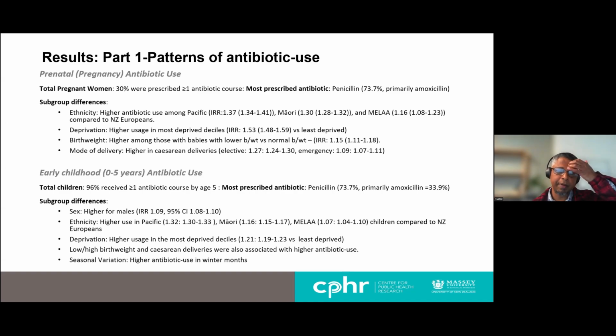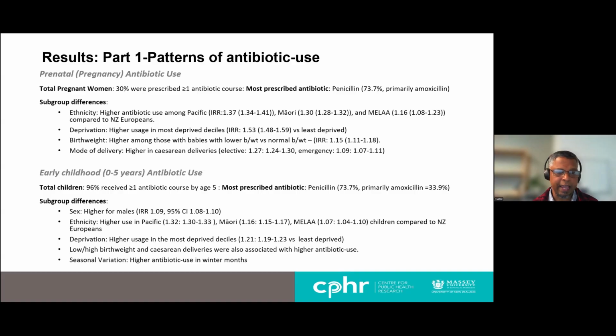Now, the antibiotic use during the first 5 years of life. In the first 5 years of life, we had 96% of the children prescribed at least one antibiotic. And again, the most common antibiotic that was prescribed was penicillin and primarily amoxicillin, which was over 30%. Also, we had subgroup differences here. You can see we had a higher prescription for males, which is 9% higher compared to the females. But during the prenatal or pregnancy phase, there were no differences in mothers who had a male or female child. They didn't have any differences in the prescription.